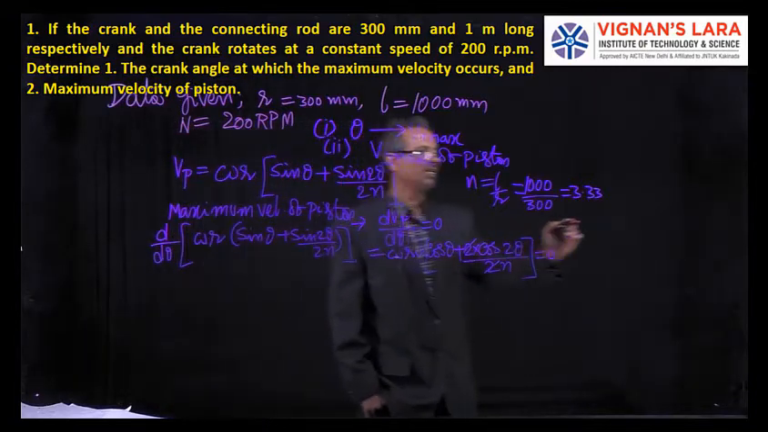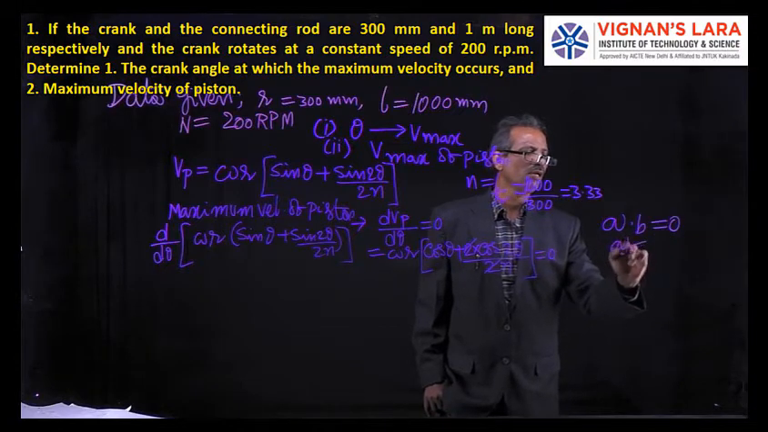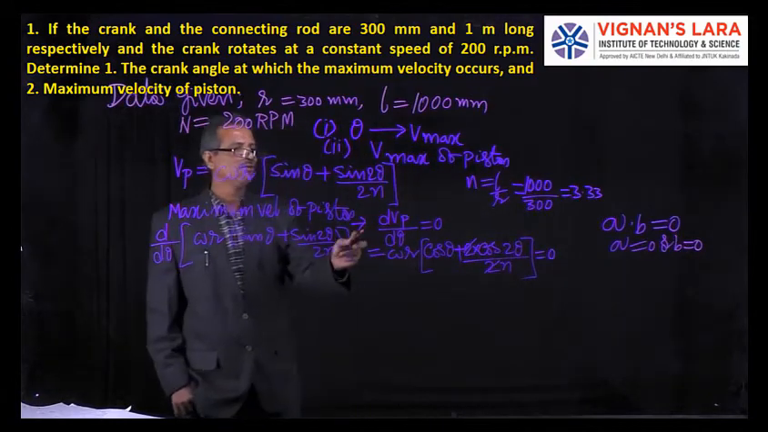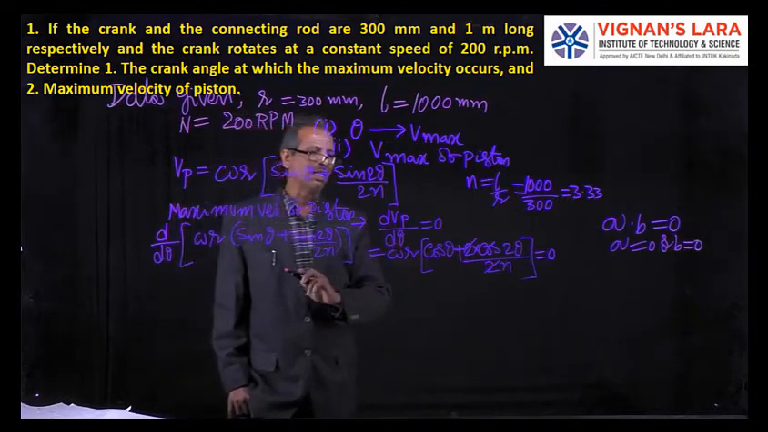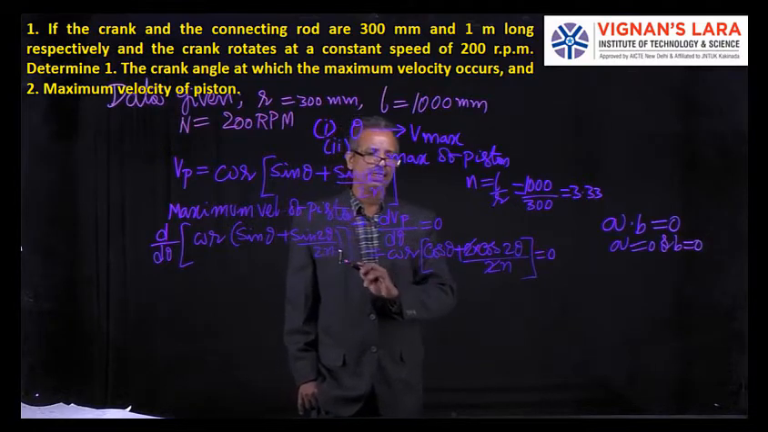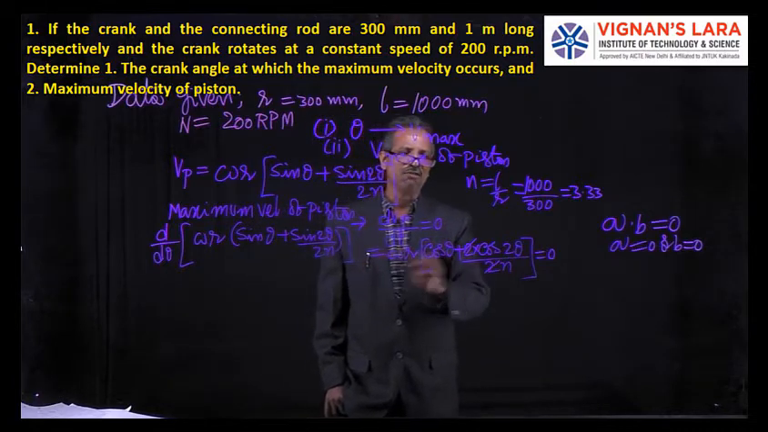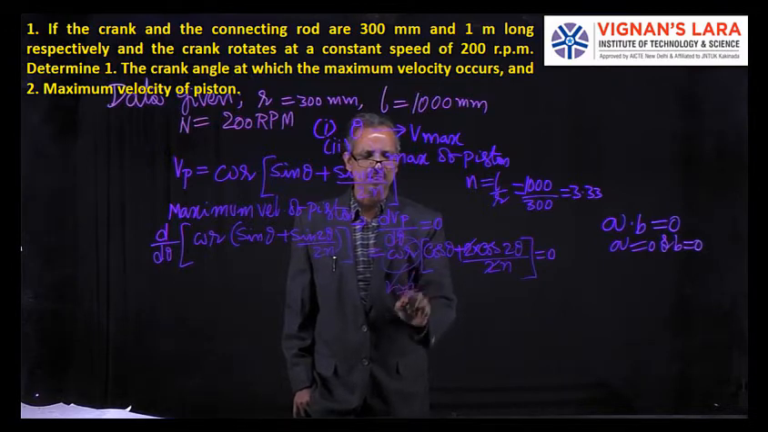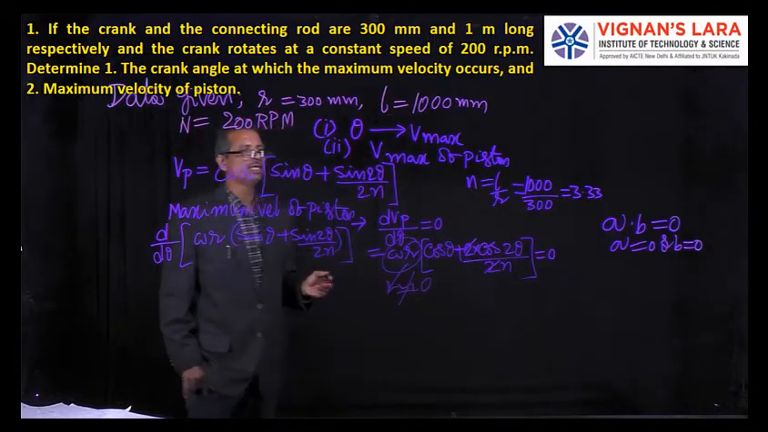If a into b is 0, it means either a is 0 or b is 0, only then it is possible. If you look at omega r into (cos theta plus cos 2 theta by n), omega r never becomes 0, because r is the radius, it never becomes 0. Omega is the angular velocity, it is running, so it never becomes 0. So the only possibility is that cos theta plus cos 2 theta by n becomes 0.